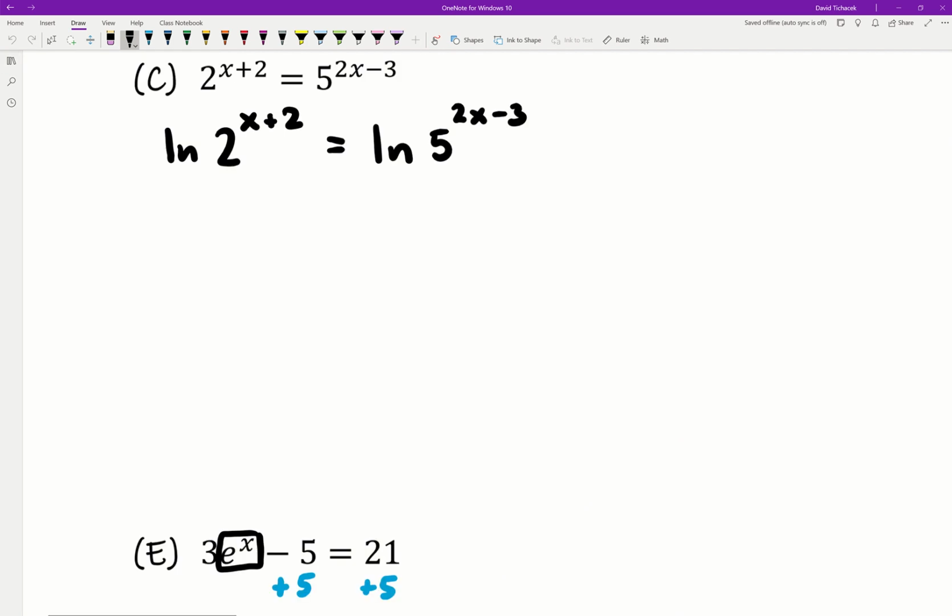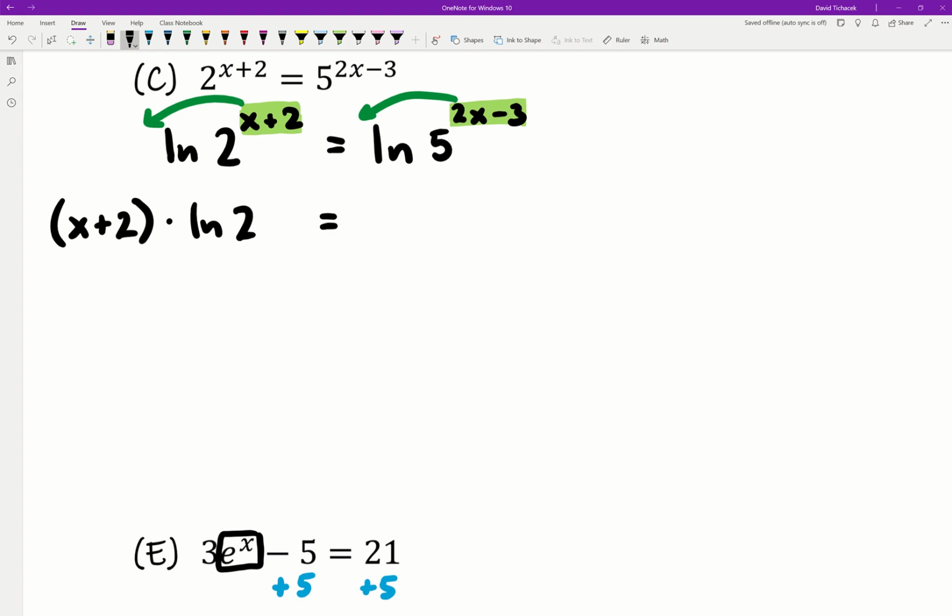And so if we apply that here, we're going to be able to take the exponent that we have here, which is an expression, and the exponent that we have here, which is also an expression, and write that in front of the log. That gives us the ability to rewrite the left-hand side as the expression x plus 2 times the natural log of 2, and the right-hand side as the expression 2x minus 3 times the natural log of 5. What that does is it gets that variable x out of that exponent territory and more in front of the log so that we can start doing some divisions and that kind of thing to get x isolated.